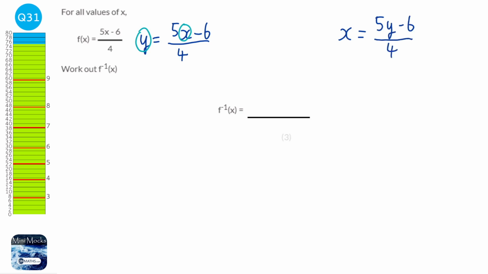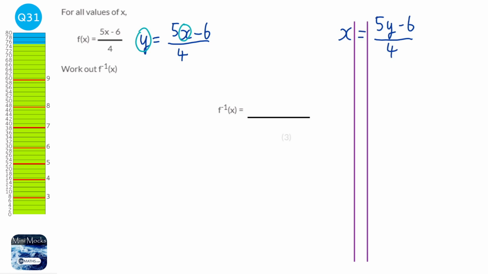Now the challenge is to get it so that it's y equals rather than x equals. So we're going to start off by multiplying both sides by 4. And that will give us 4x on the left hand side, and it will get rid of the fraction on the right hand side, which was kind of the point.